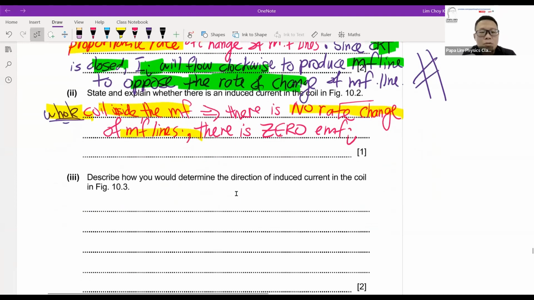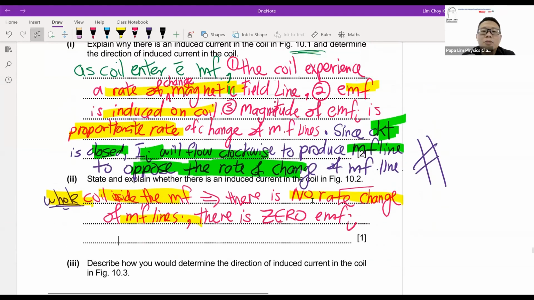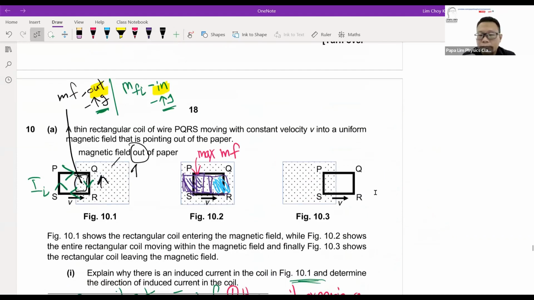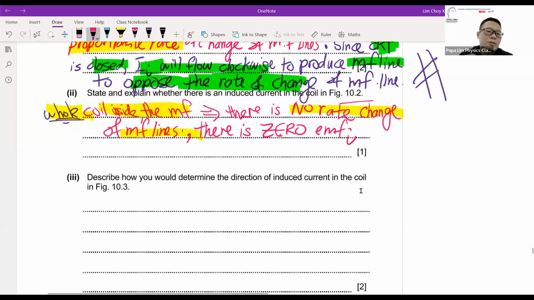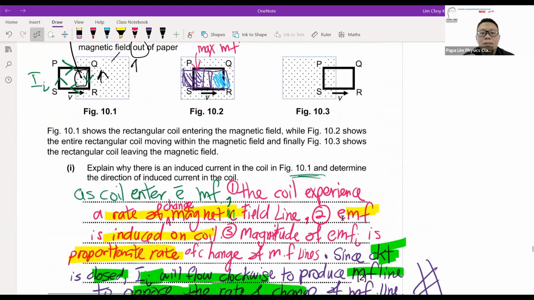Now, part 3, figure 10.3, will be the reverse. At figure 10.3, you look at the picture up there, the coil PQRS actually exits the magnetic field. Other than telling the marker what happened to the coil, we also need to know how to determine the direction of the induced current. So I also need to tell the marker how I am going to determine it.